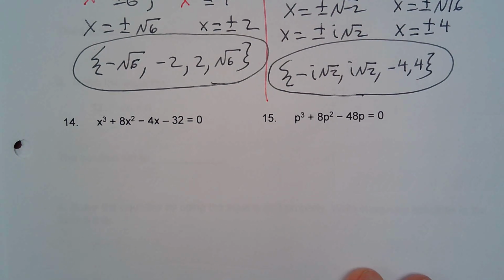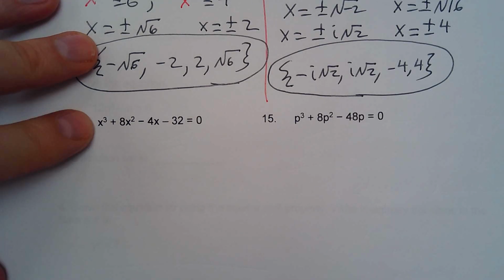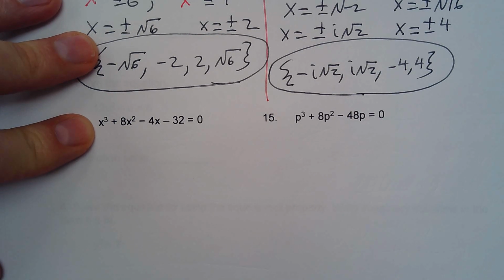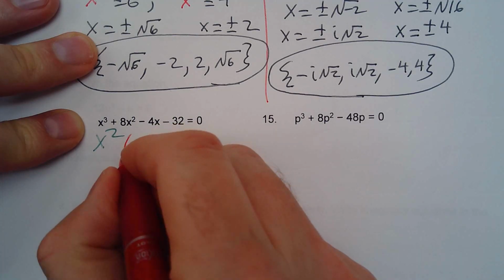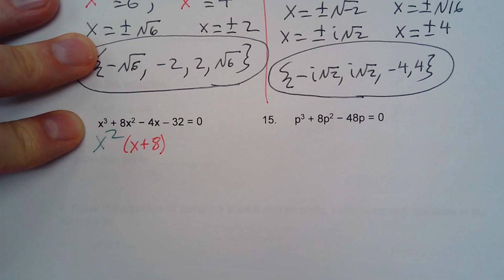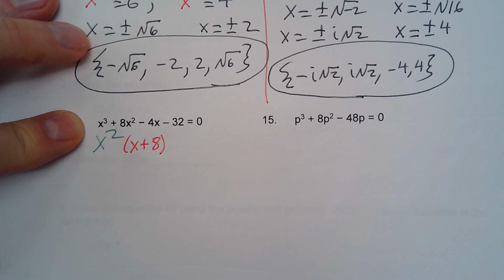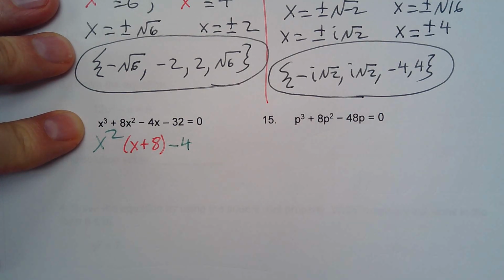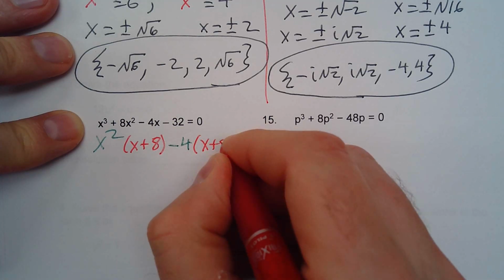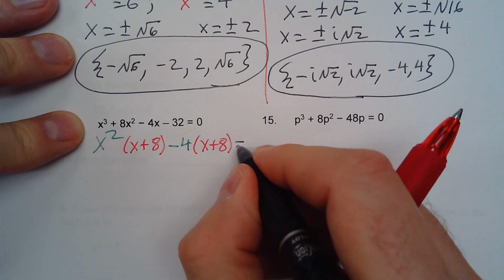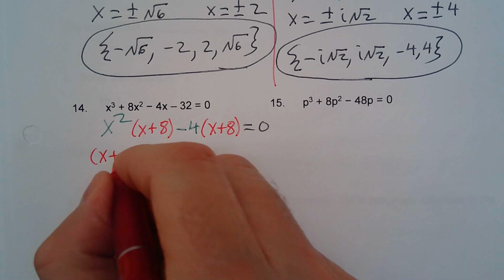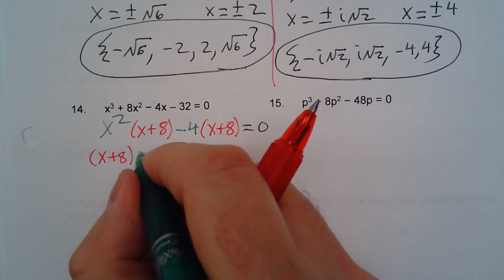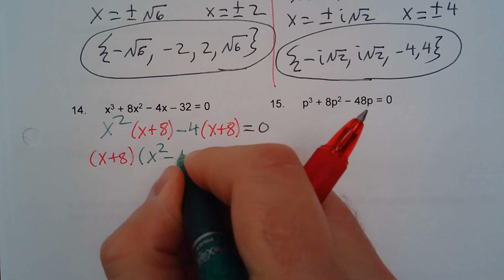So this one we're going to factor. We're going to have to do factor by grouping. First two terms have a common factor of x squared. So our leftovers would be x plus 8. Last two terms have a common factor of negative 4. So let's factor out negative 4. That'd be x plus 8. And our two pieces then have the x plus 8 in common, so we'll factor that out. What we have left is x squared minus 4.